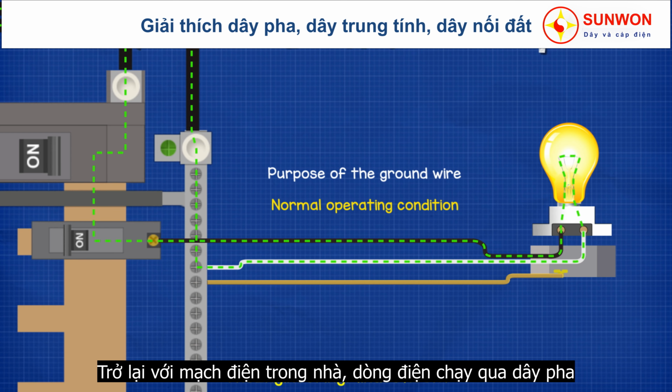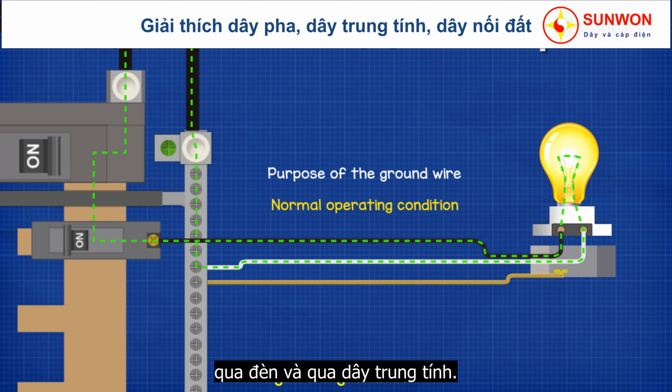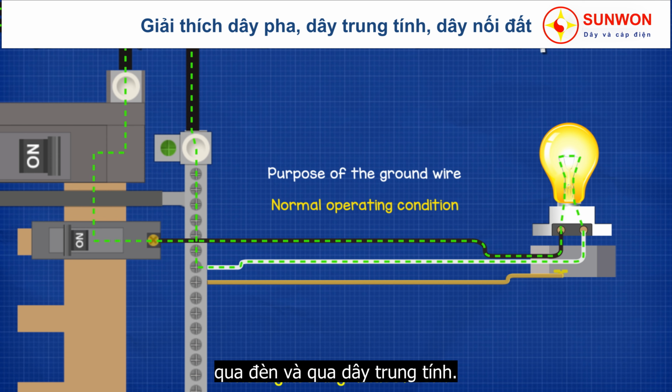Coming back to the house, the electricity flows through the hot wire and into the light and then back through the neutral.